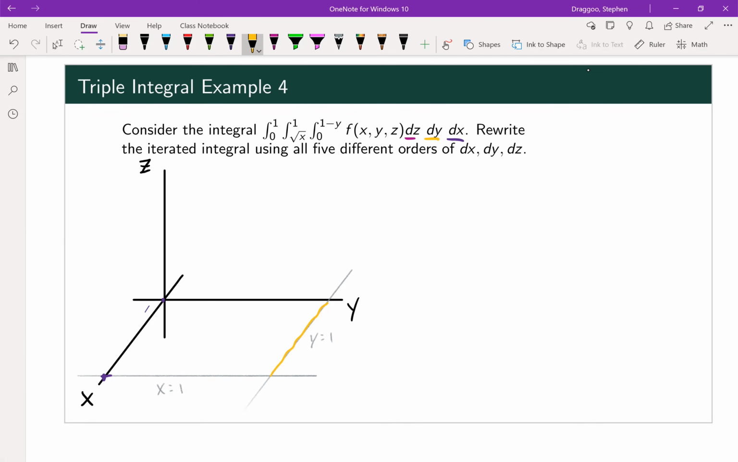So if we attempt to draw that shape in the xy plane, I'm just going to try to draw a square root function. Hopefully it looks about like that. Y equals the square root of x, and the line y equals 1.